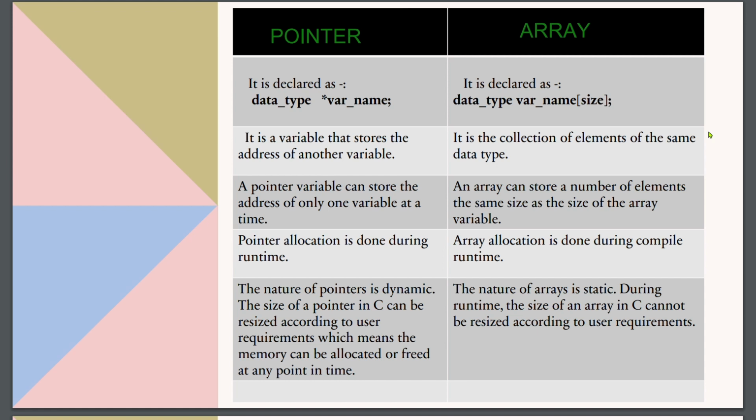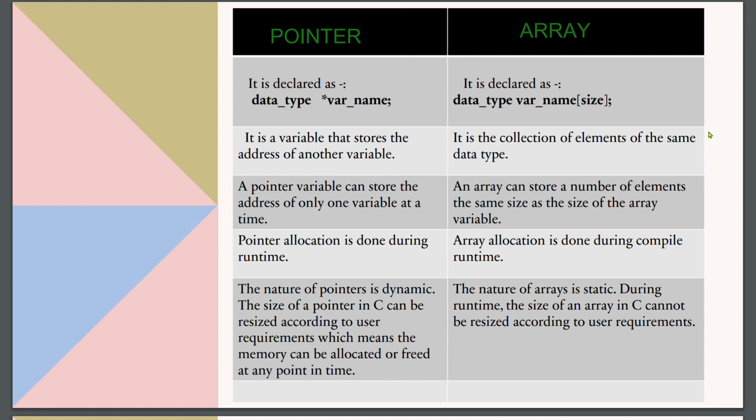Then next, a pointer is a variable that stores the address of another variable. What is pointer? Pointer is a variable that stores the address of another variable. In the same line, an array is a collection of elements of the same data type. It doesn't store the address, it collects the elements having the same data type.